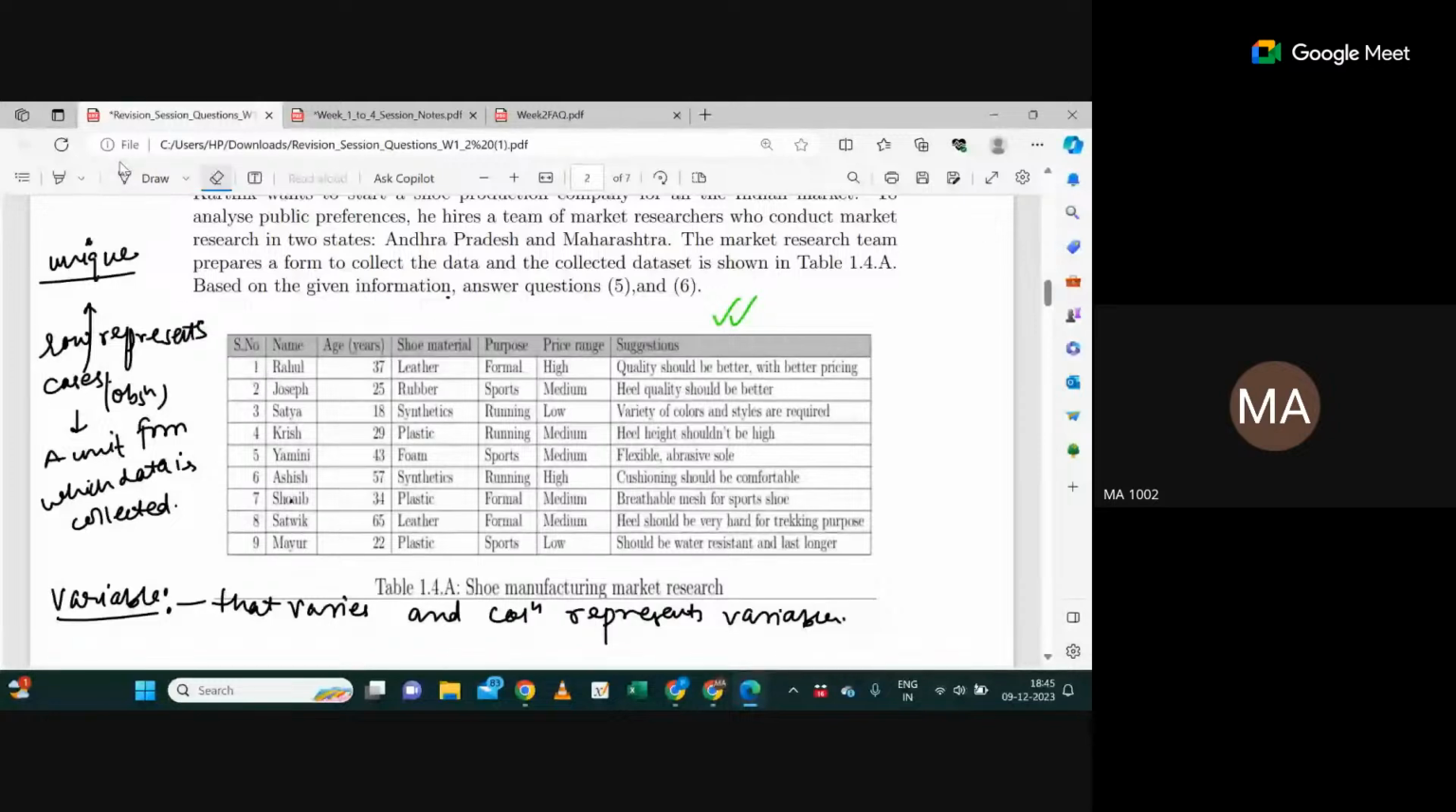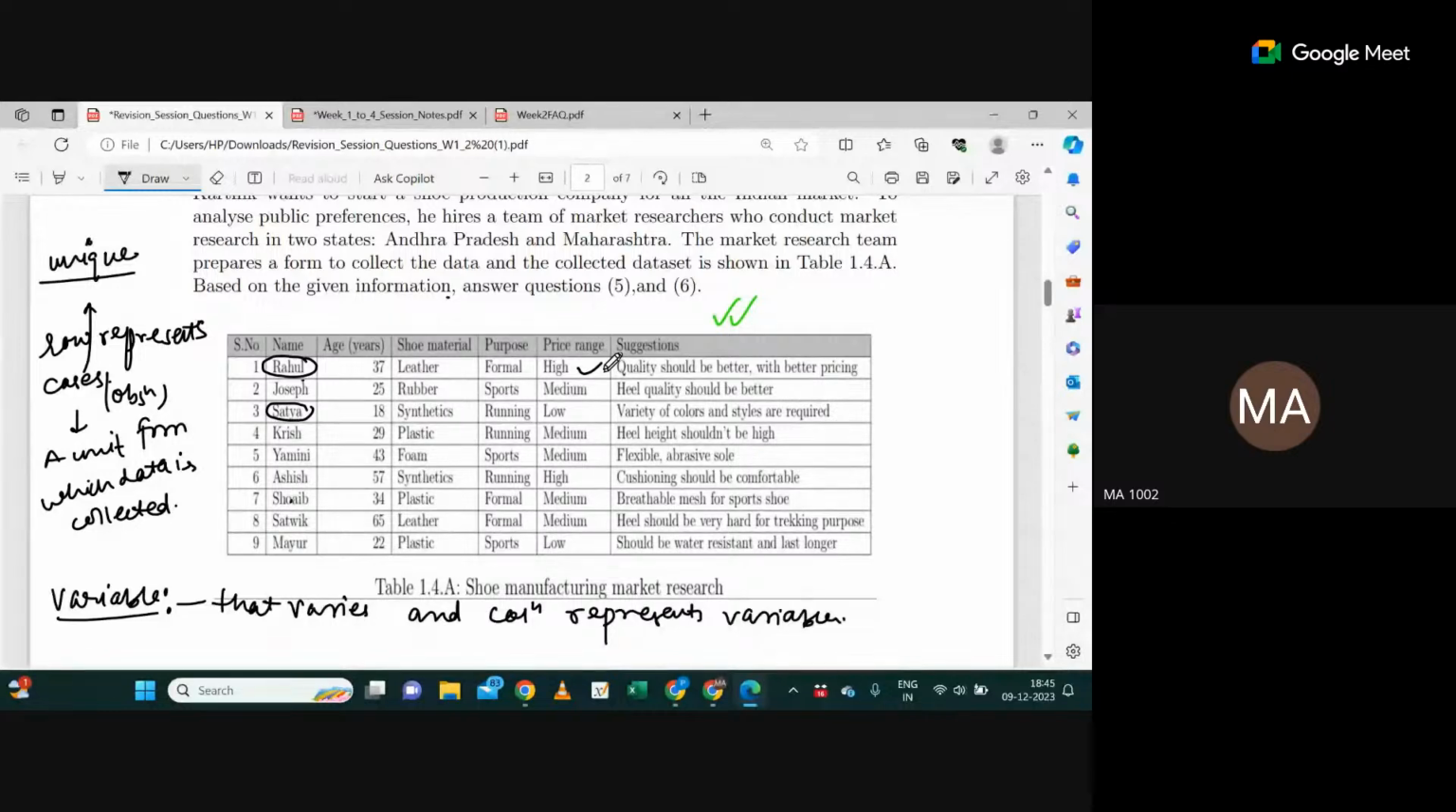Yes or no? So basically, Rahul is the case. Satya is a case, because suppose I told you row represents the cases. Suppose I asked you, tell me what kind of price range Rahul is preferring, then you can simply tell me high, right? Or suppose I ask, tell me the name of the person who is preferring high price range.